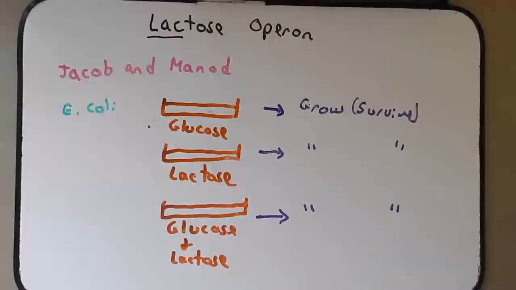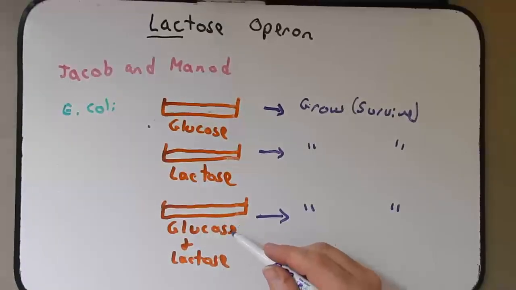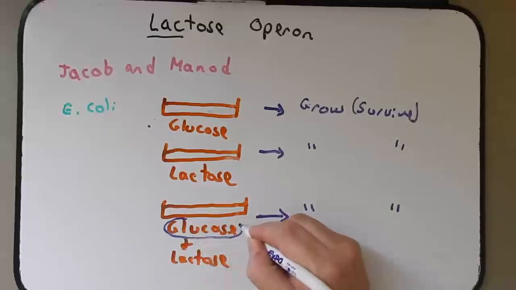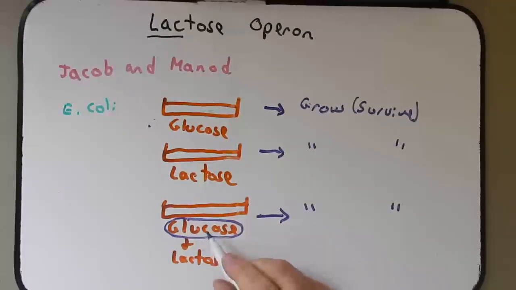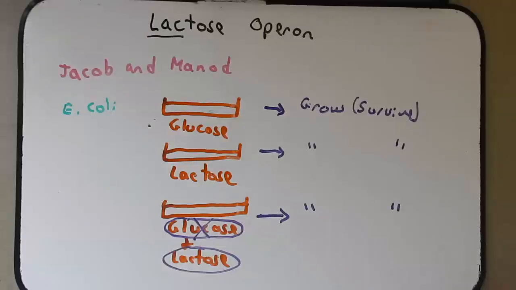So at this point, this doesn't sound all that interesting. But what they discovered was that in this third plate, E. coli didn't just use either glucose or lactose. They used glucose first. They ignored the lactose until all the glucose was gone, and then they metabolized lactose. Well, why is that? Well, let's think about the structure of glucose.